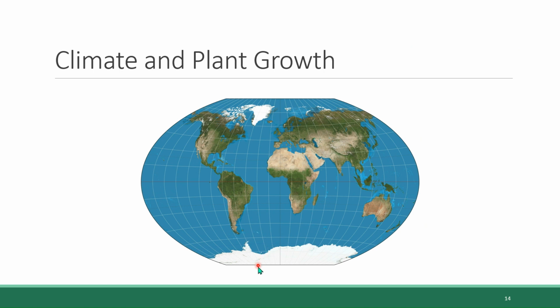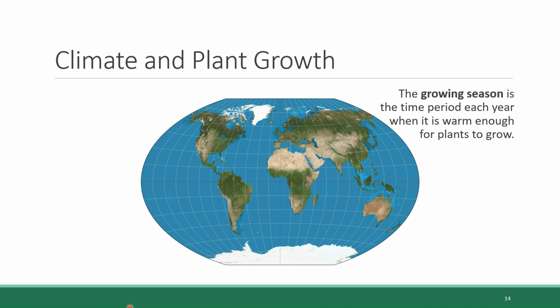Plants play a critical role in the ecosystem because they are the producers. Everything else in the ecosystem relies on them all the way up the food chain, either directly or indirectly. So, plants are the foundation of a biome. And what type of plants can grow in a biome is related to the biome's growing season. The growing season is the time period each year when it is warm enough for plants to grow.